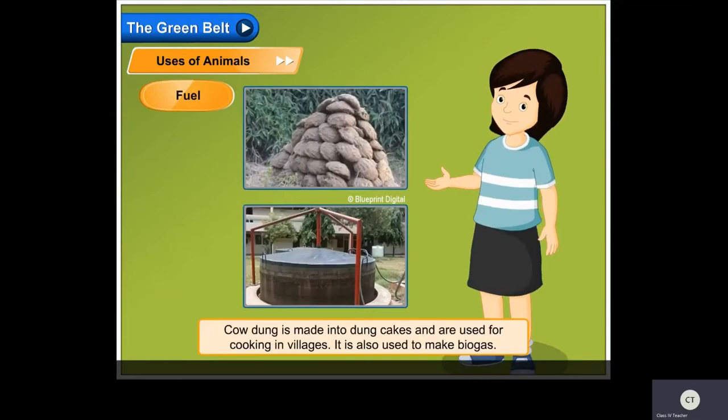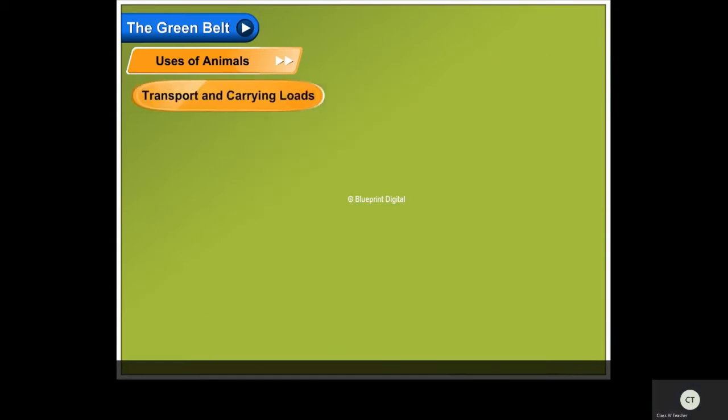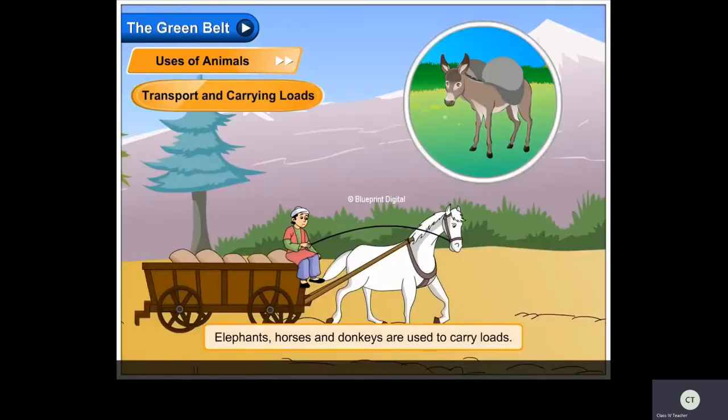Fuel. Cow dung is made into dung cakes and is used for cooking in villages. It is also used to make biogas. Now, transport and carrying loads. Elephants, horses, donkeys are used to carry loads. Yes, children, everyone understood this? So, in many ways, animals are useful to us.